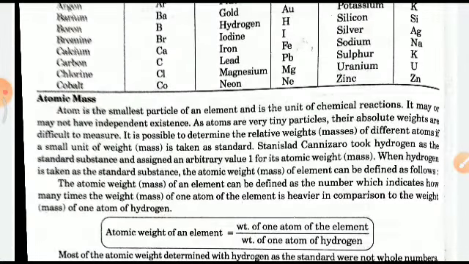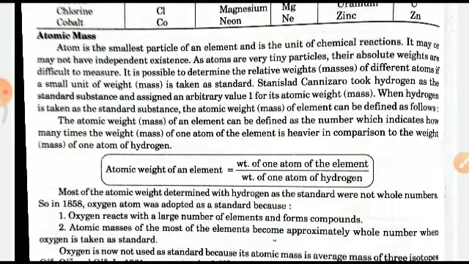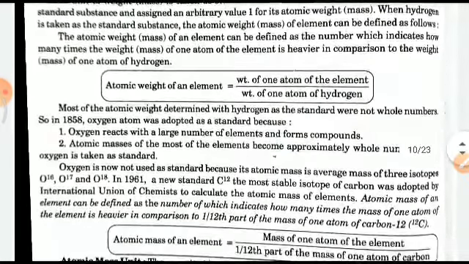Next we see is what is atomic mass. As atom is the smallest particle and is the unit of chemical reaction, it may or may not have an independent existence. So you can see here the atomic weight or mass of an element can be defined as the number which indicates how many times the weight of one atom of an element is heavier than weight of one atom of hydrogen, right? Okay. Now it was found out later on that carbon was used for this atomic mass of an element. See, children, I am referring to this point here.